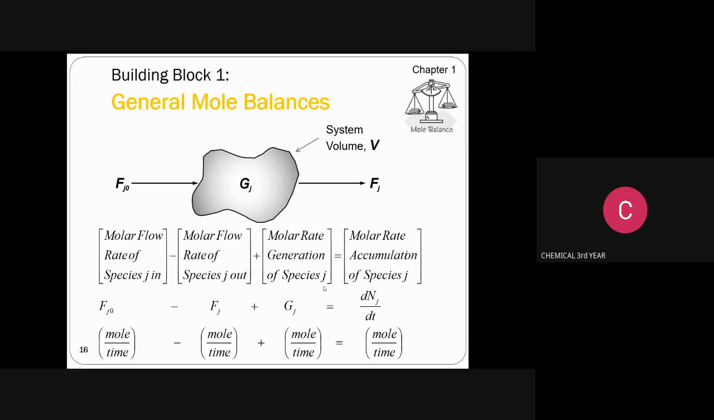Okay. For the next slide, we have to know about the general types of equations. What is the general type of equation? We have to know about it. Okay. The general type of equation.